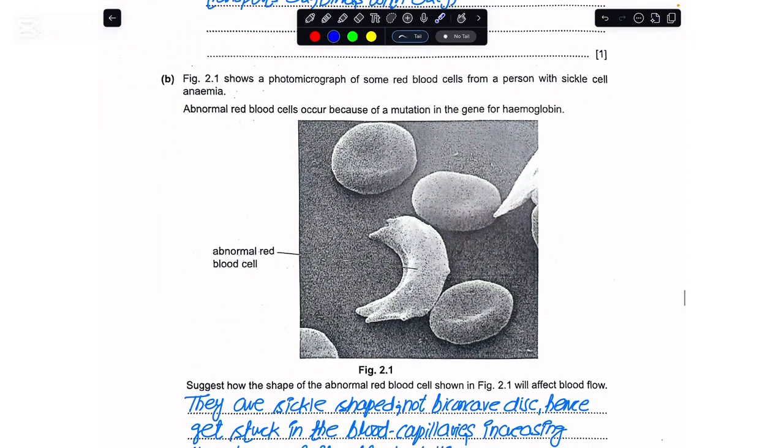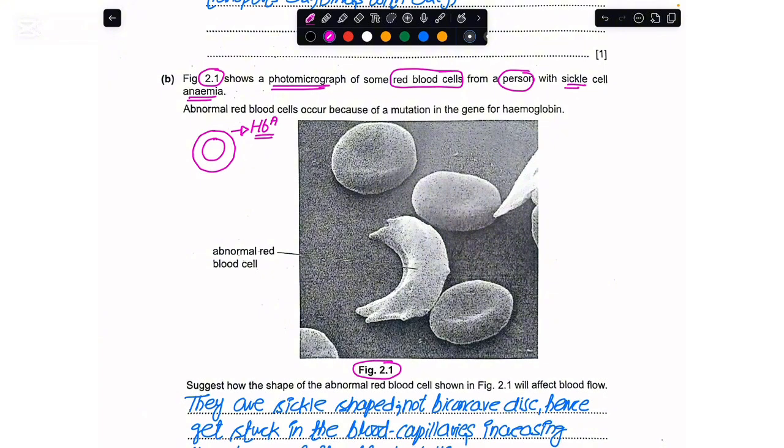If we move toward part B, they have given you a figure, and this is figure 2.1. They have shown you the photomicrograph of the cells, and these cells are red blood cells, and they have come from a person who is suffering with sickle cell anemia. And we know that red blood cells are biconcave discs, and that biconcave disc shape is only possible if the person has the normal allele for the hemoglobin protein, and that is HbA.